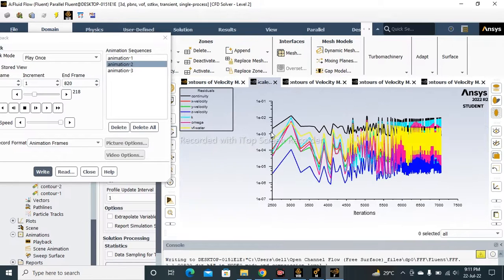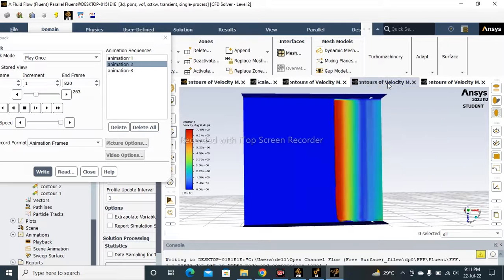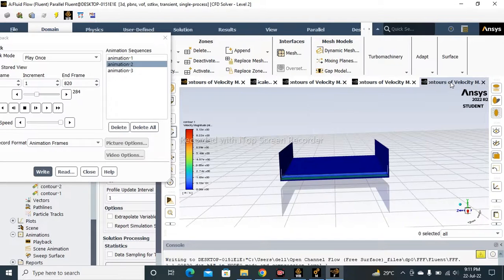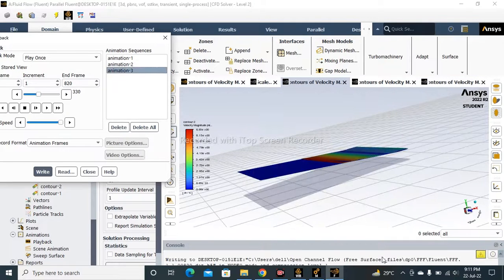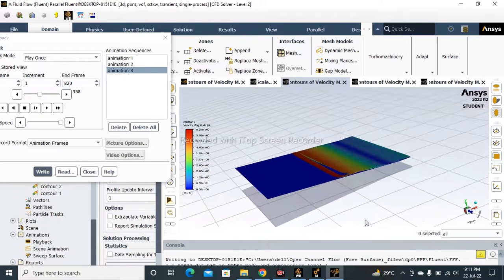These are the velocity contours, this is the graph, these are the iterations, this is another velocity contour. Now I am going to play the third animation. So look, here is the third animation.